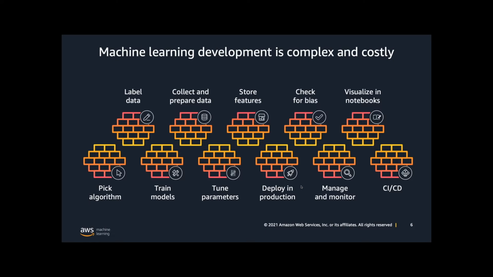The reason why I added this slide is, of course, so you can identify some of the steps in a machine learning journey: picking the right algorithm, training models, labeling data, collecting and preparing data, storing features, checking for bias. And the point is, machine learning development is a complex and costly process. And sometimes there are a few barriers to adoption at each step of the machine learning workflow, right? So this is one of the things we have to keep in mind.